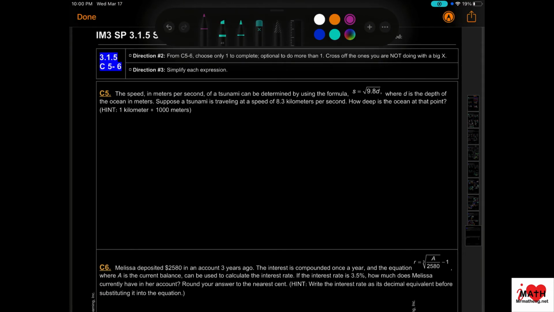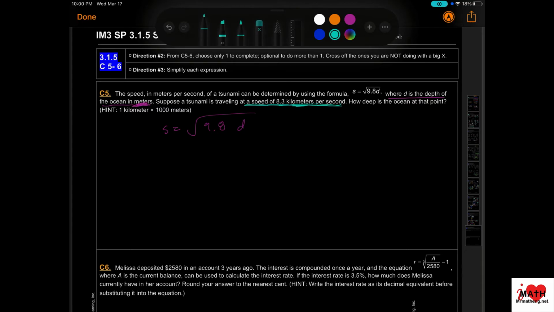All right, C5. The speed in meters per second of a tsunami can be determined by using the formula S equals 9.8 D. Okay, so now they're going to define some stuff for us, where D is the depth of the ocean in meters. Suppose a tsunami is traveling at a speed of 8.3 kilometers per second. Okay.